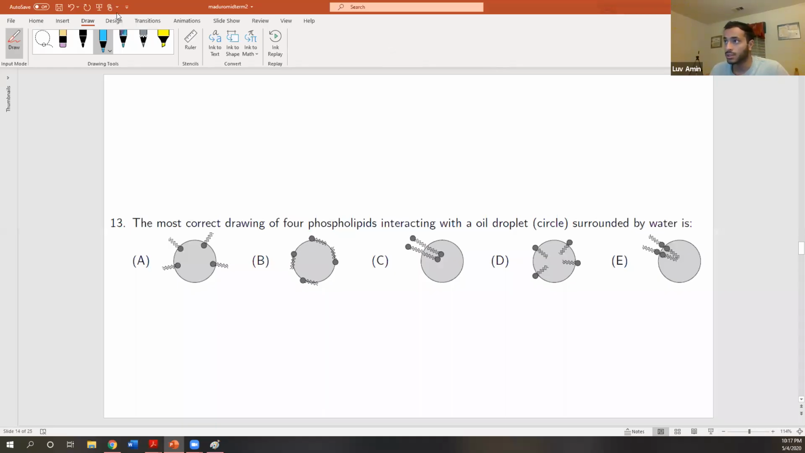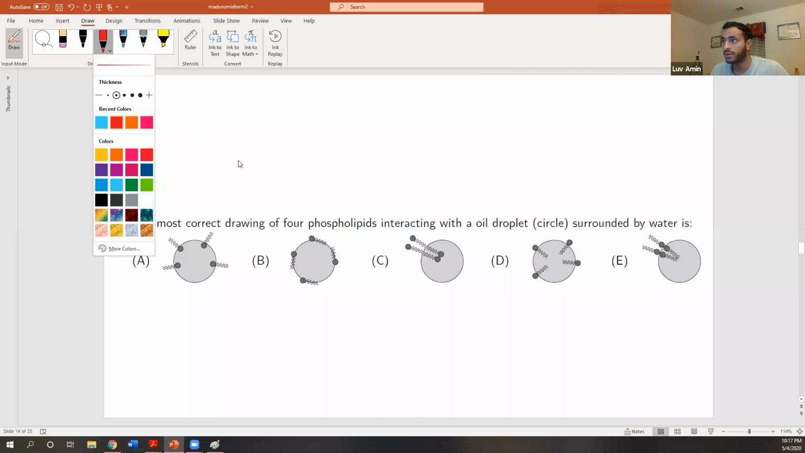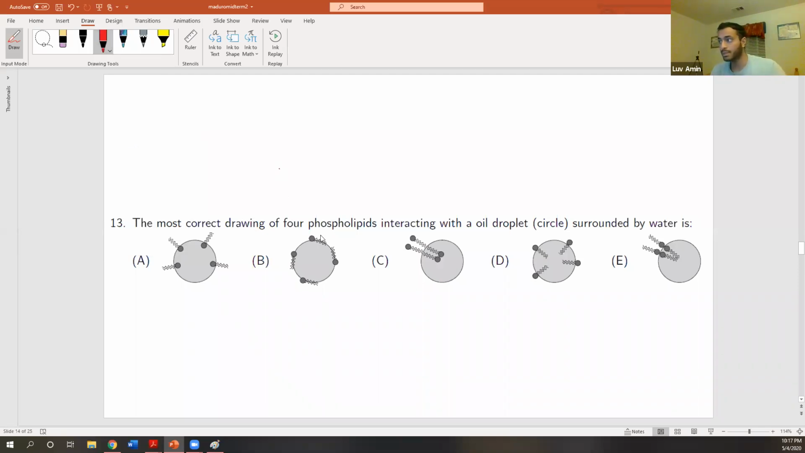All right, so this is our last question of the day for the video. It's talking about phospholipids interacting with the oil droplets surrounded by water. This gray area is the oil, and imagine that this whole white area is a bunch of water, right? So let's talk about the structure of a phospholipid. We know it has a phosphate head and a hydrophobic tail.